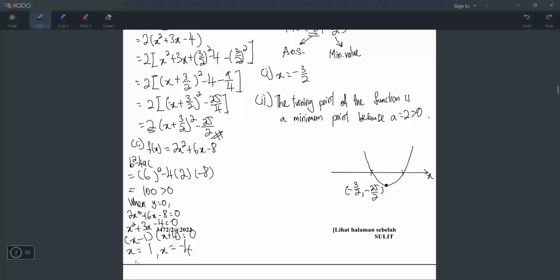So now we know the x-intercept. The first point is 1, 0. The next point is -4, 0. Obviously, the -4 is here, and then the 1 is here, right?